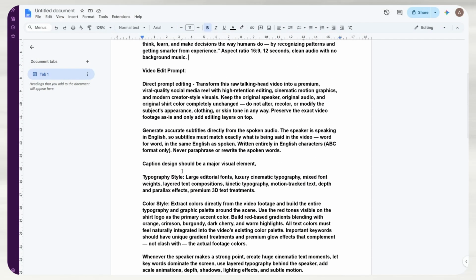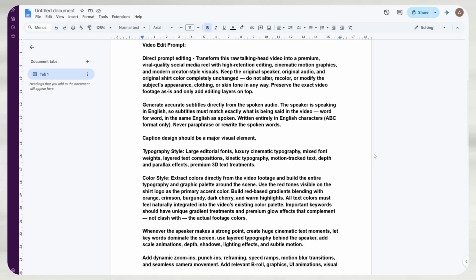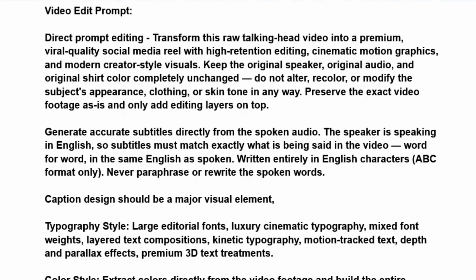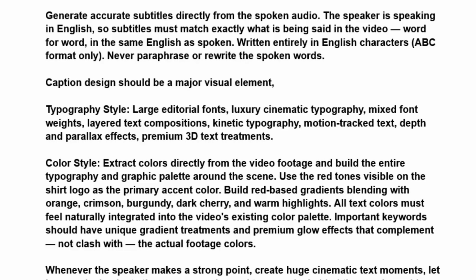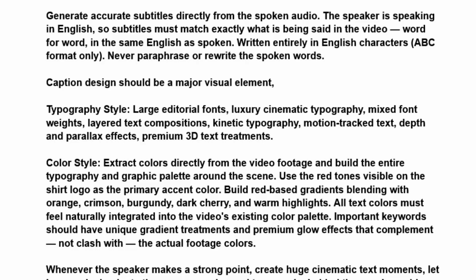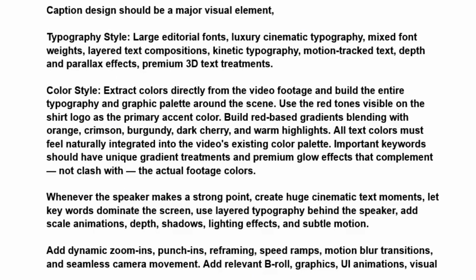Now let's talk about the editing prompt because this is really the heart of this tutorial. I'm telling Omni to transform this raw clip into a premium social media style edit, but I'm also explicitly telling it to preserve the original speaker, the original audio, and the shirt color exactly as they are so the model doesn't accidentally change its appearance while editing. Then I ask it to generate accurate subtitles directly from the spoken audio, word for word, written in plain English text, no paraphrasing. For the visual style, I describe the kind of captions I want, large editorial style fonts, layered typography, kinetic text that moves with the footage, and a premium, almost cinematic feel.